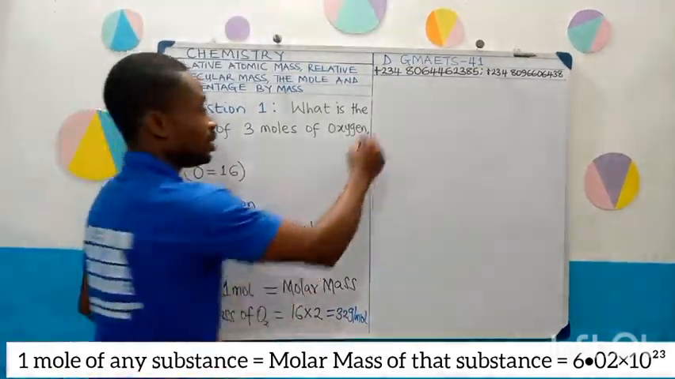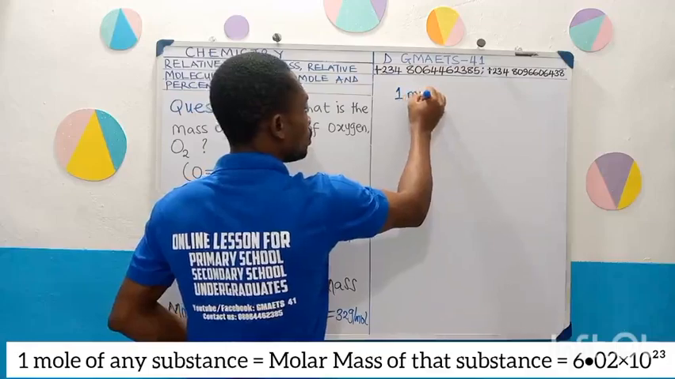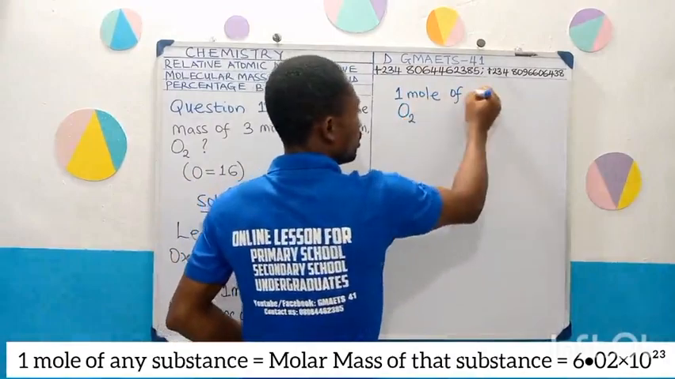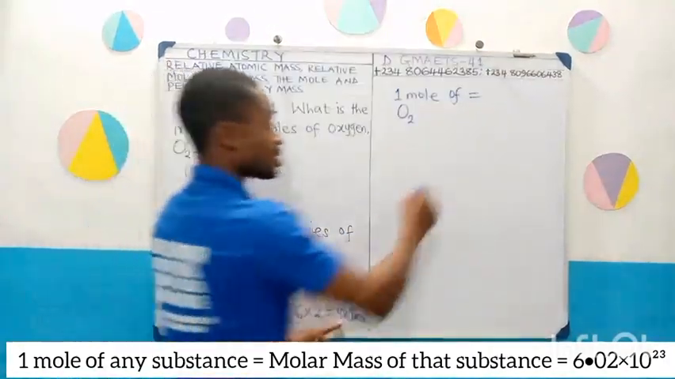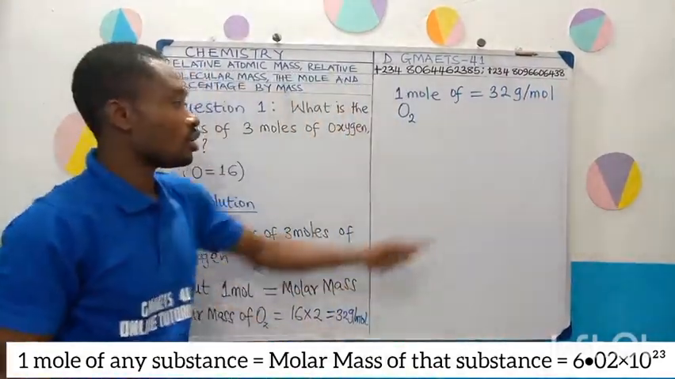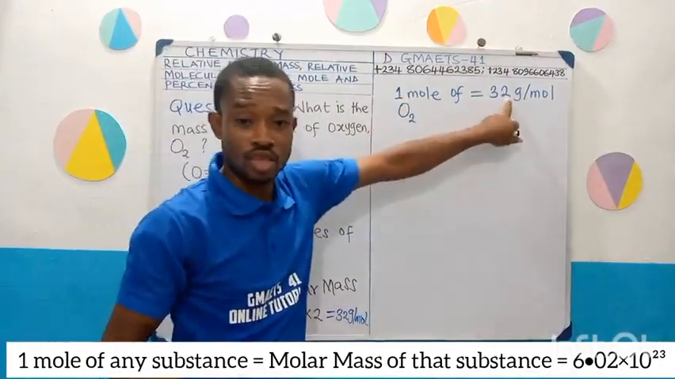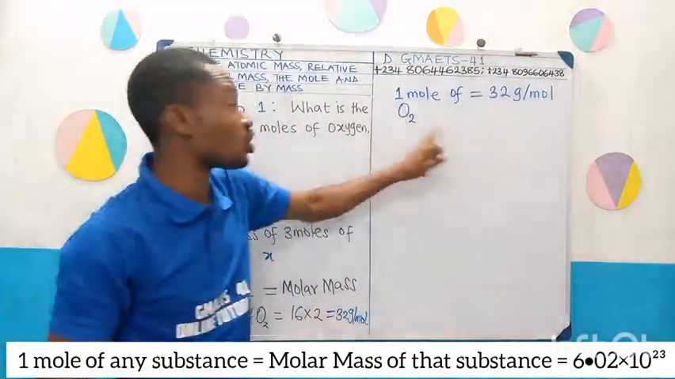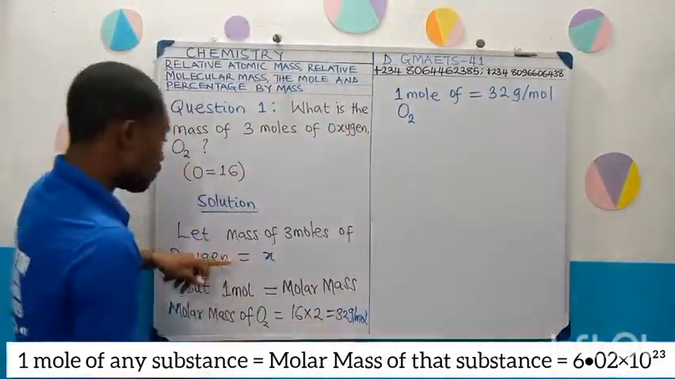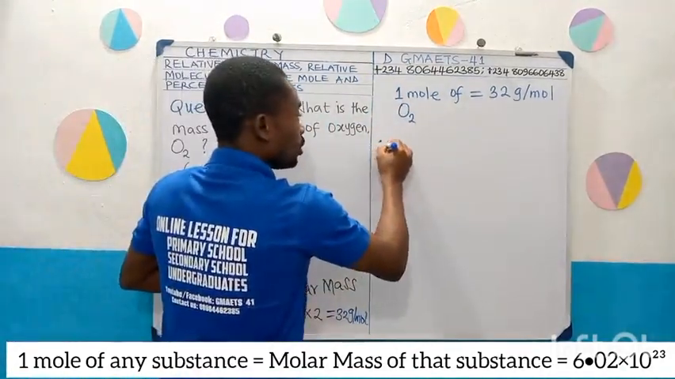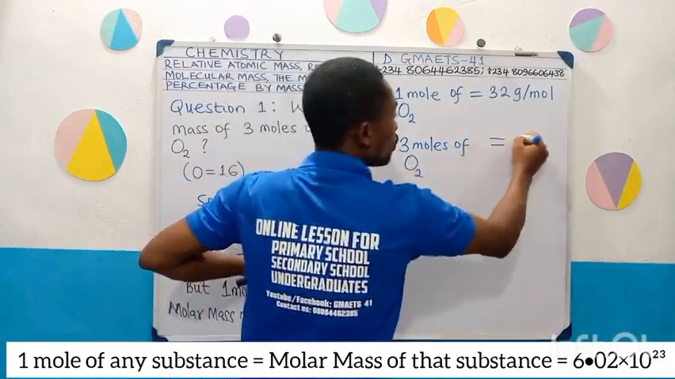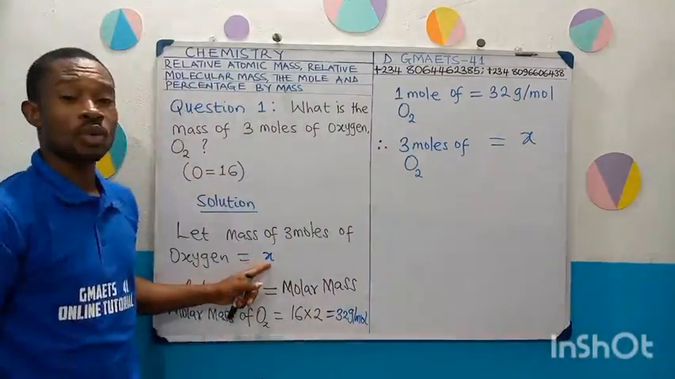So the standard will now be, it means that 1 mole of oxygen, O2, is equal to the molar mass as a standard, and the molar mass is 32 grams per mole. So the mass of 1 mole of oxygen is 32. Every 1 mole of oxygen molecules will contain 32 grams of mass. Therefore, if I know that this is my standard, then 3 moles of oxygen, O2, will be equal to, I don't know. Remember, we said it should be equal to X.